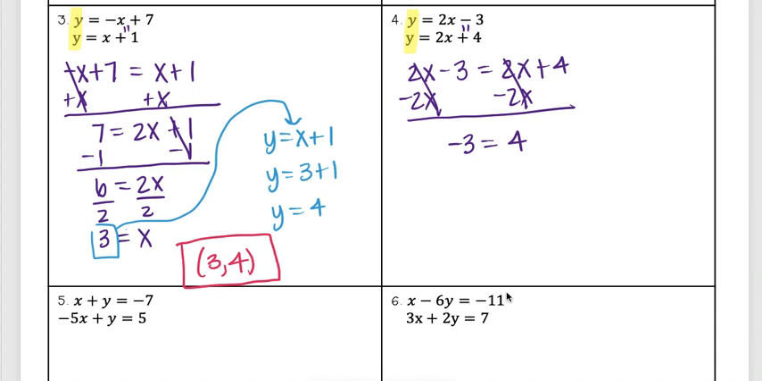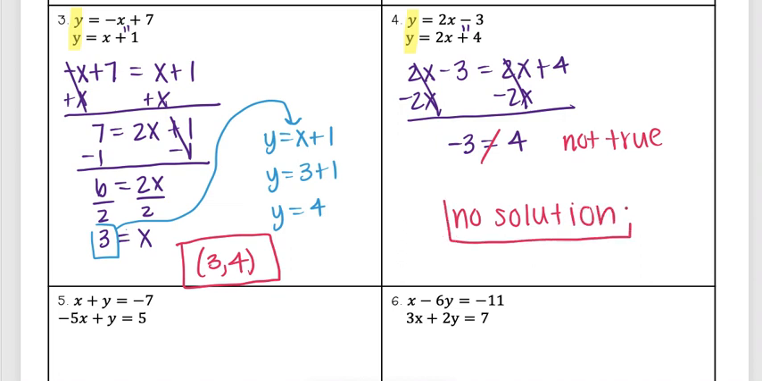Okay, so doing this one, you should have set up that 2x minus 3 is equal to 2x plus 4, since they're both equal to y. And something weird happened when all my x's canceled out, and I'm left with negative 3 equals 4. Well, that is not a true statement. Negative 3 is, in fact, not equal to 4. So it's not true. So whenever that happens, this is a no solution.